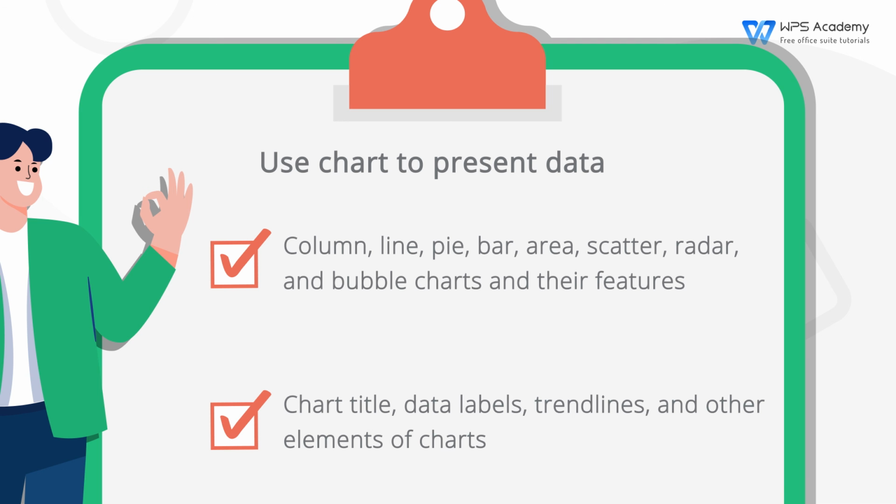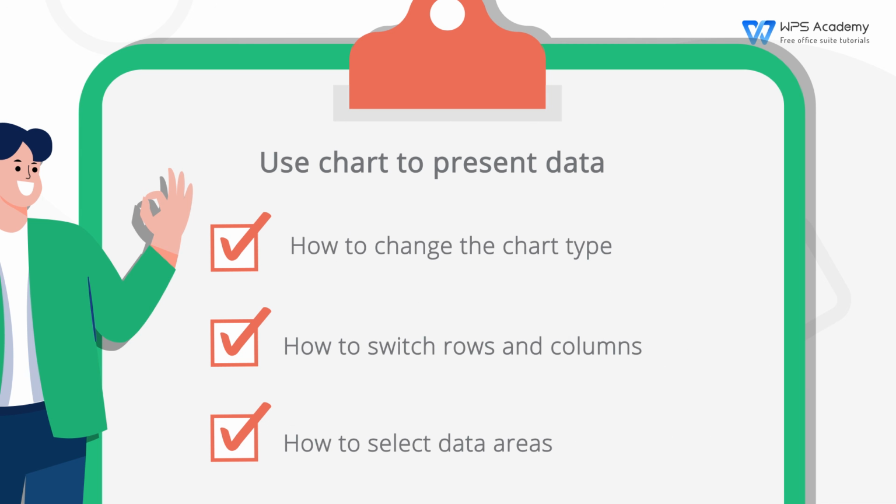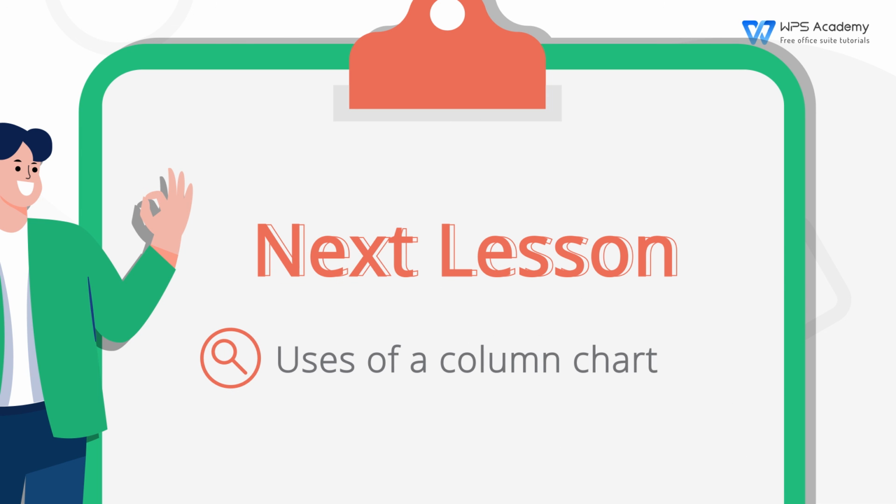We also learned the basics of ribbon buttons. We know how to change the chart type, how to switch rows and columns, and how to select data areas. One of the most commonly used chart types is the column chart. I'll tell you several possible uses of a column chart in the upcoming lesson.